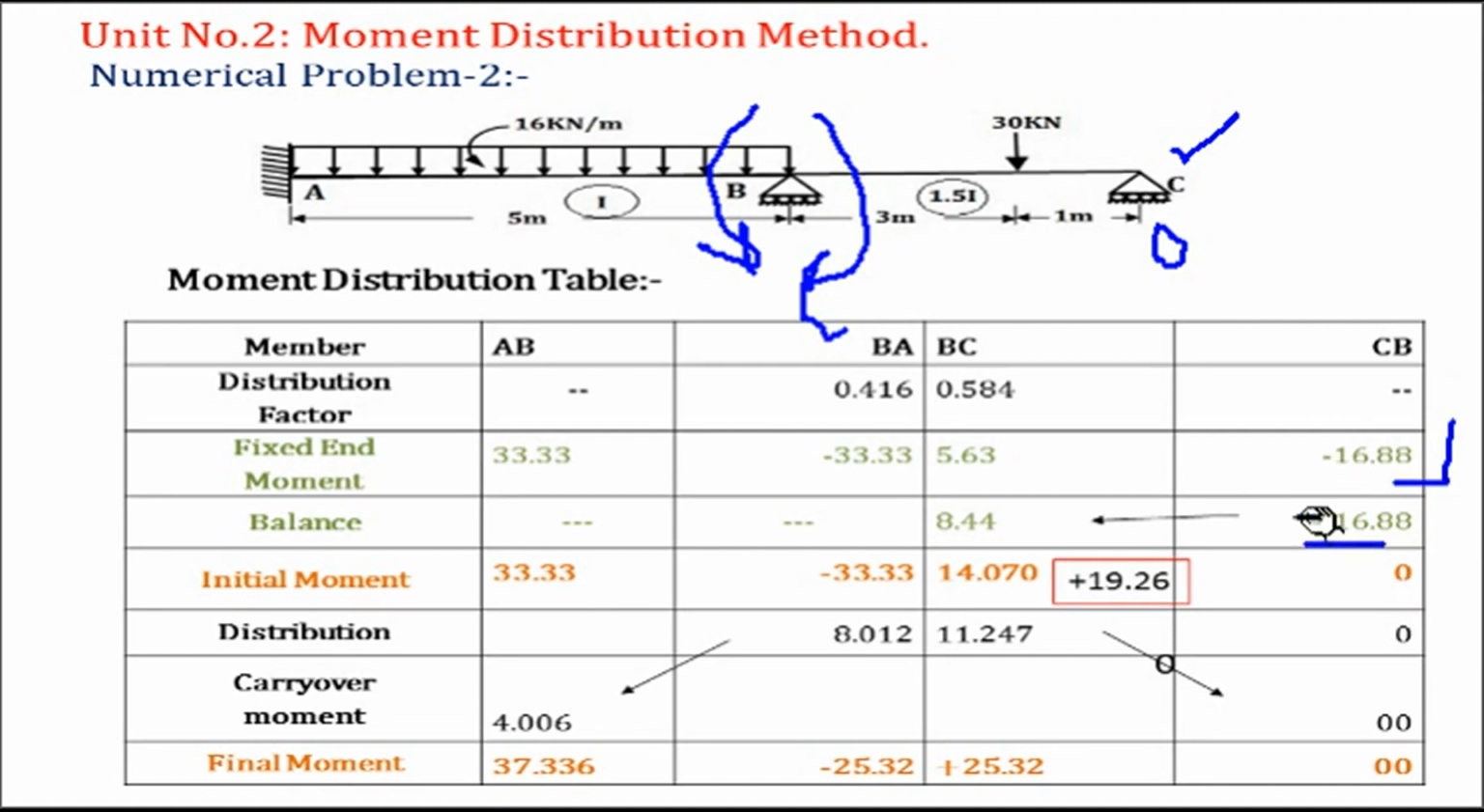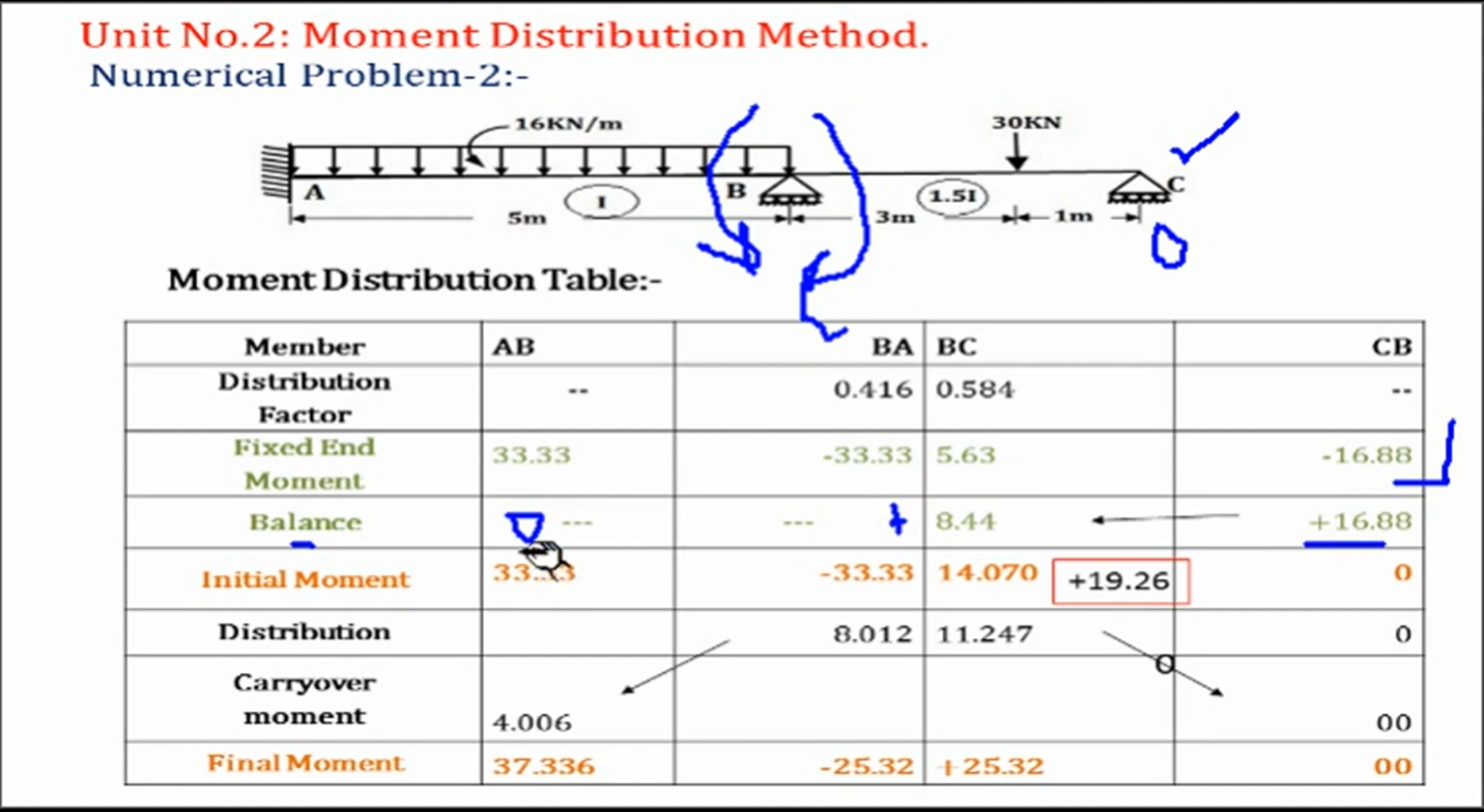Now half moment you have to transfer to the far end. That means BC. B is a far end, so transfer half. So 16.88 divided by 2 is equal to 8.44. So this is half, which we transfer here. Okay. Now after doing balancing, this one is a fixed support. There is no need of balancing for a fixed support, because a fixed support can take some moment. Only for a simply supported end you have to do the balance. You make it balance.